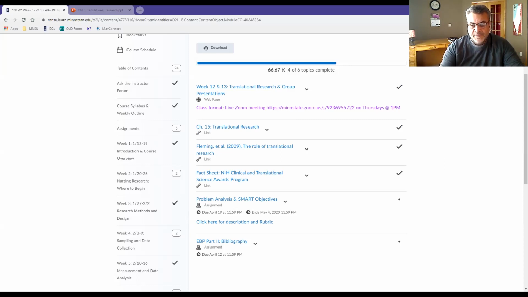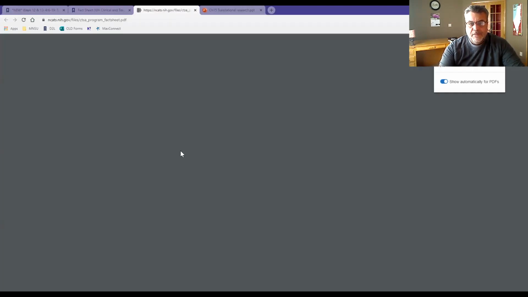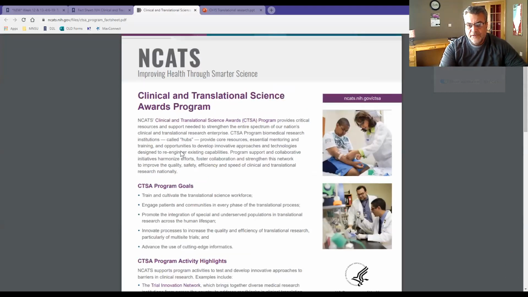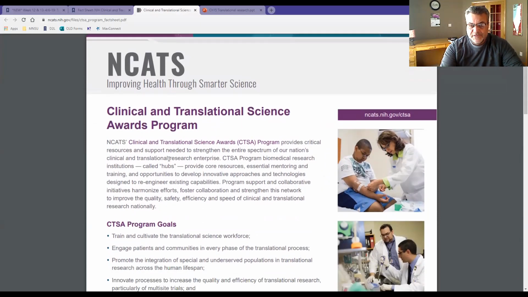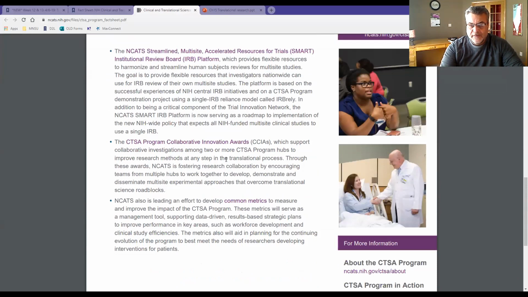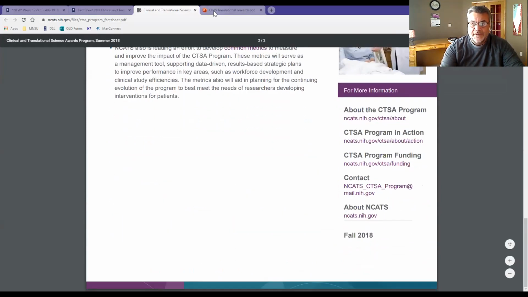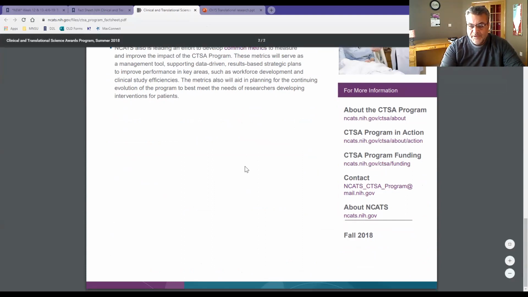There's a summary here, a fact sheet from the NIH, where you can look at it. It tells you facts about clinical translational centers, the purpose of this program, the goals, and other opportunities and contact information here as well. This would be very good information to know.